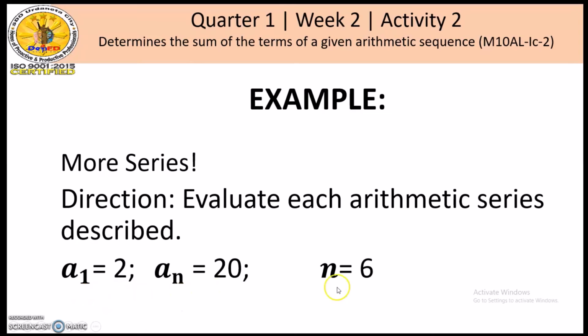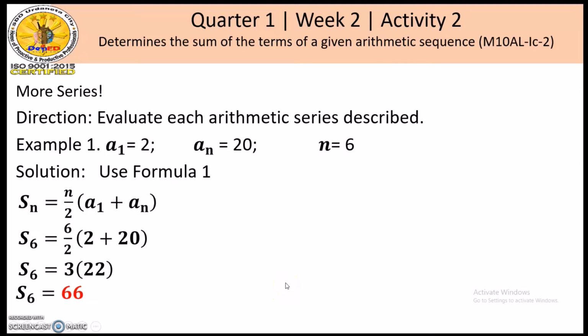So what can you say on the given? We don't know the common difference or the d. So in here, we would be using the first formula. So there you have it, the solution. Use formula 1. S sub n is equal to n over 2 multiplied by quantity a sub 1 plus a sub n.